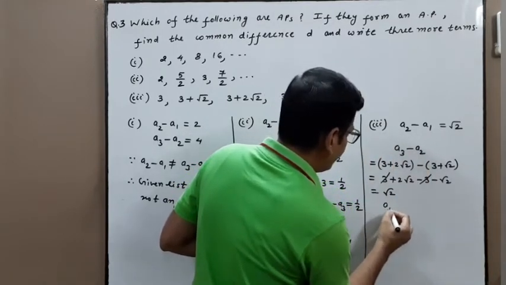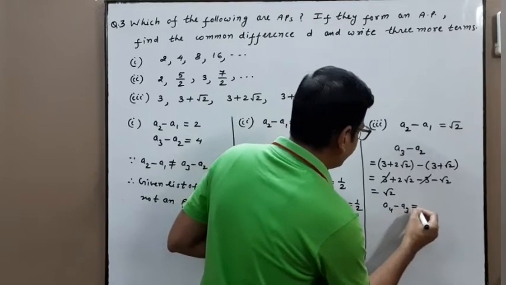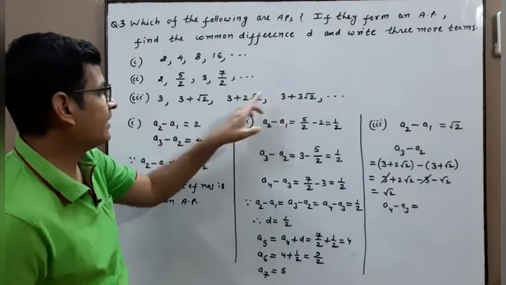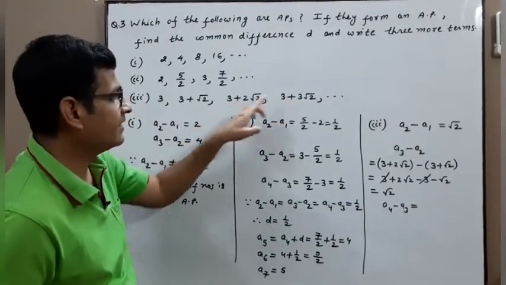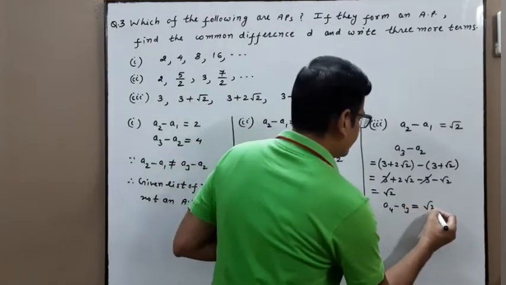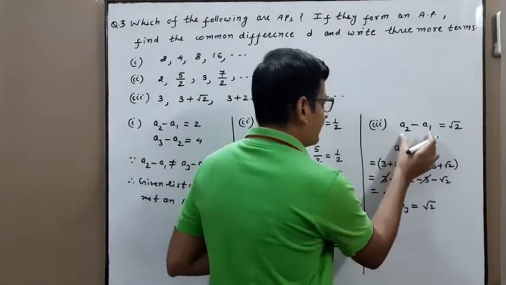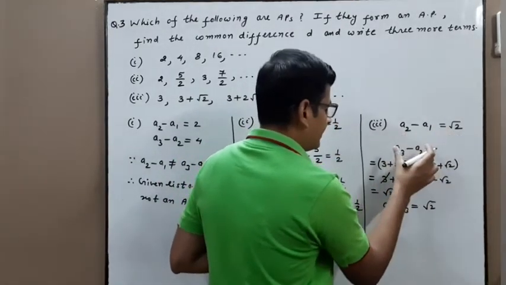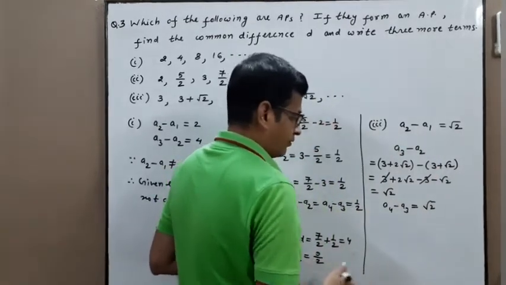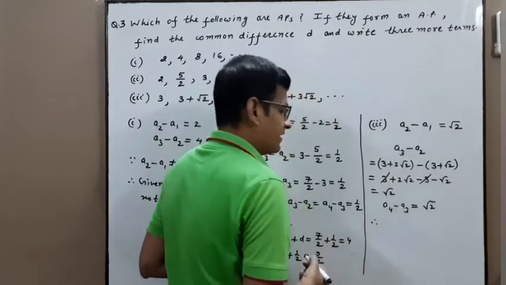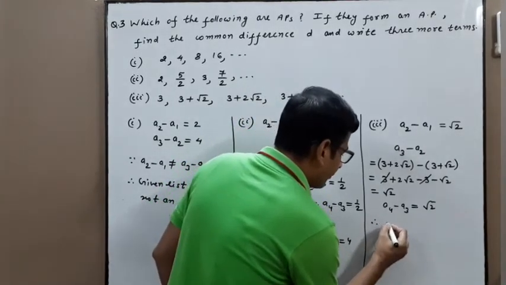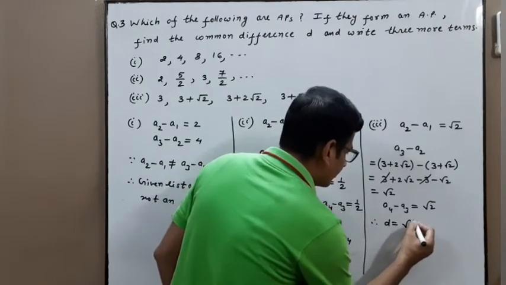Now write a4 minus a3. This minus this. So 3 minus 3 cancel, and 3 root 2 minus 2 root 2 is root 2. In each case, a2 minus a1 equals root 2, a3 minus a2 equals root 2 and a4 minus a3 equals root 2. Therefore, it is an AP. Therefore, the common difference is equal to root 2.